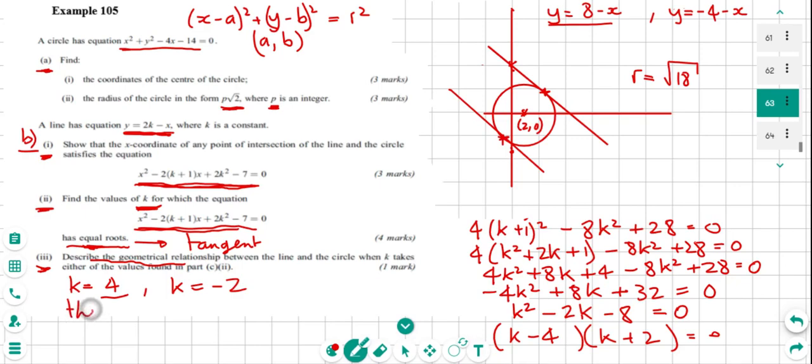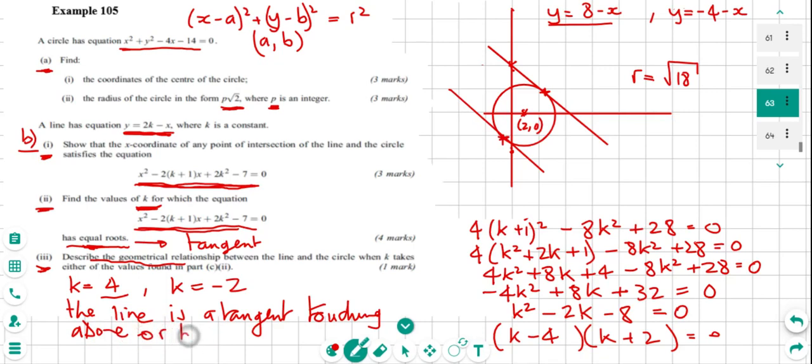So if we describe the geometrical relationship between the line and the circle when k takes either of these values, the line is a tangent, and it's touching either above or below the circle. And that's it.